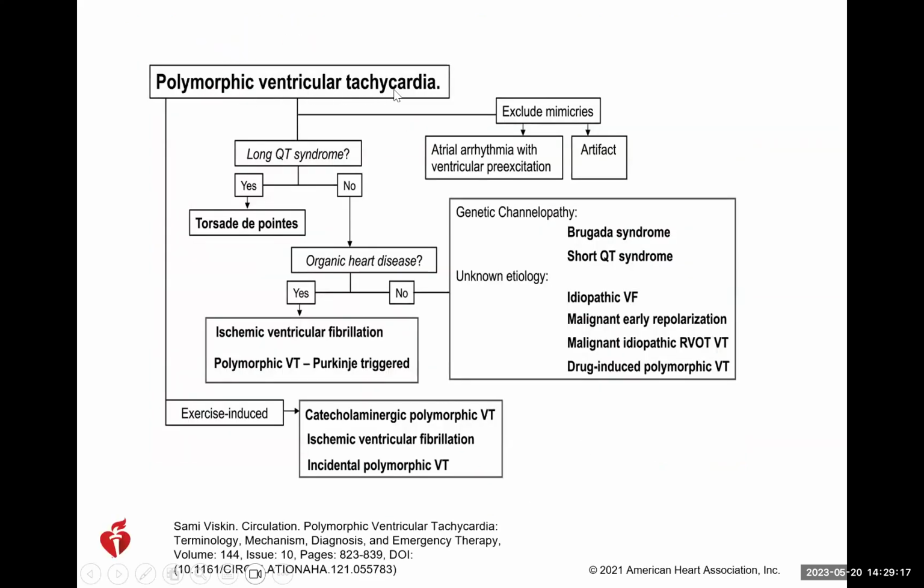So if you have a patient with polymorphic ventricular tachycardia, if this is exercise induced, you should think about CPVT or ischemic ventricular fibrillation or incidental polymorphic VT. If it is not exercise induced, the first thing to rule out is long QT, because it is one of the commonest. If the QT is prolonged, we are dealing with Torsade like this patient and manage as Torsade de pointes. If they don't have long QT, look for organic structural heart disease. If they have it, ischemic ventricular fibrillation or Purkinje triggered polymorphic VT is the most likely diagnosis. If they don't have structural heart disease, think about channelopathies like Brugada or short QT syndrome, or unknown etiologies like idiopathic VF or malignant early repolarization or malignant idiopathic RVOT VT, which is again very rare, or drug-induced polymorphic VTAC.